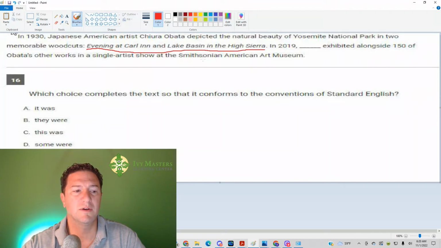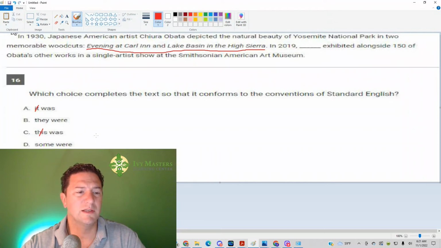So first off, the pronouns. Every pronoun has what's called an antecedent. It's the noun that the pronoun refers to or replaces. Now, Evening at Lake Basin and Lake Basin in the High Sierra, those are two works, not one. So it's not going to be it, and it's not going to be this, because those are both singular. It would have to be either they were or some were exhibited alongside 150 of Obata's other works.